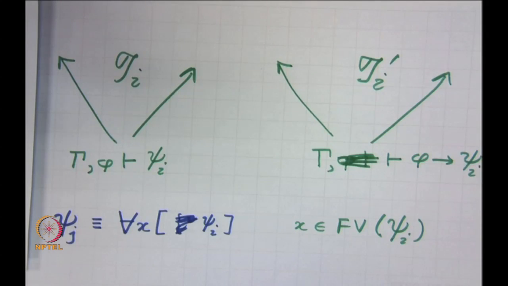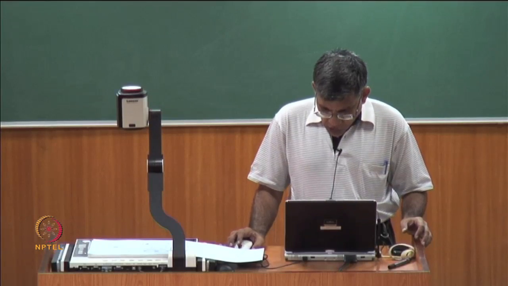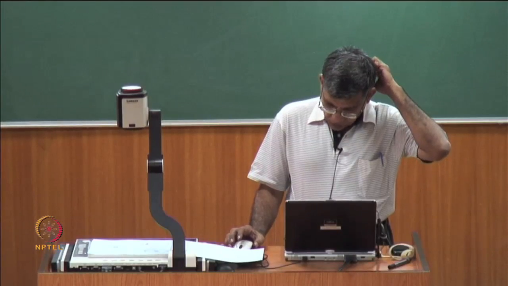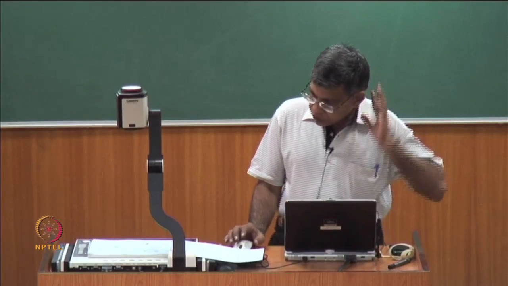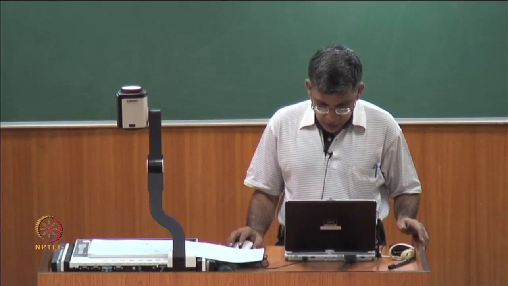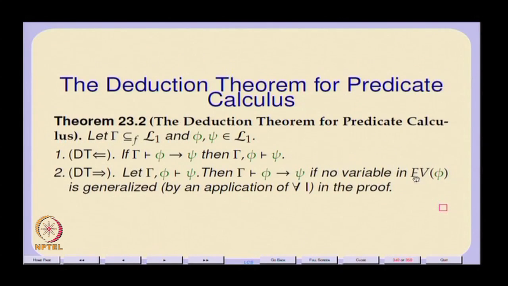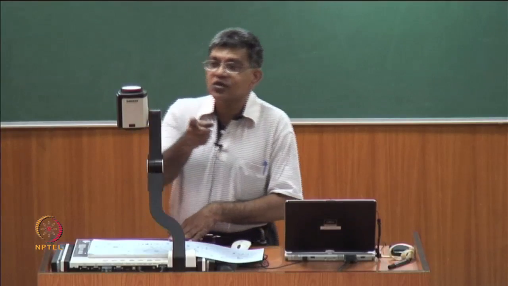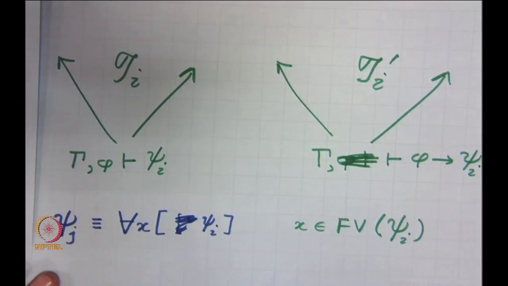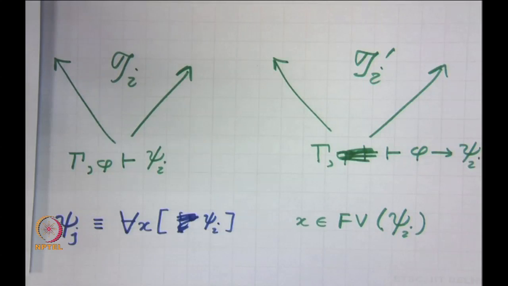And what are these conditions? These conditions are just this. So one thing that your assumption tells you is that no variable in phi has been generalized. So if you generalized on this x, then x is not a free variable of phi, first thing. And further, if you actually applied this generalization, x is also not a free variable of gamma anywhere, right? Okay.